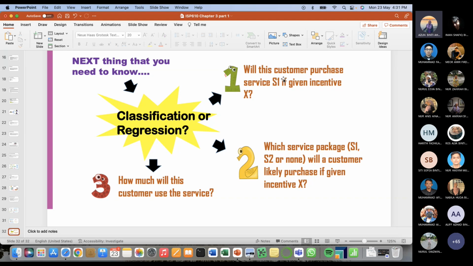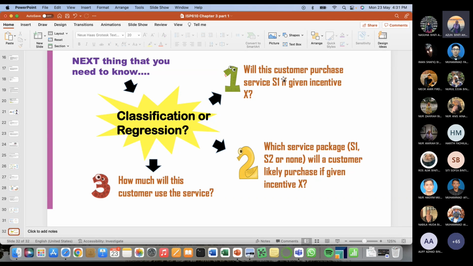Okay. So second one, which service package S1, S2 or S3 will a customer likely purchase if given incentive X? Regression ke classification? Classification kot. Classification. Okay, cuba you tengok soalan tu. Will a customer likely purchase? So, lebih kepada regression.